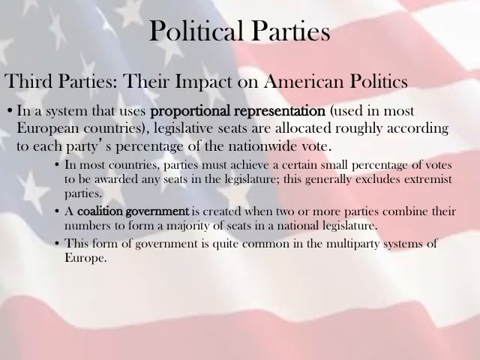A coalition government is created when two or more parties combine their numbers to form a majority of seats in a national legislature. This form of government is quite common in the multi-party systems of Europe. Yes, multi-party systems in Europe, whereas in the United States, two-party.